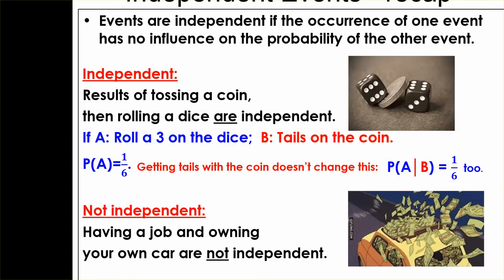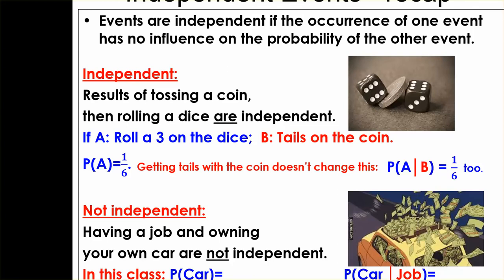An example of events that are usually not independent would be, for a Year 13 student, having a job and owning your own car. They would not be independent. And we can kind of tell that, can't we? Because we know if you're earning money, probably more likely to afford a car. In an exam, to prove that those events are statistically independent, you need to give some numbers to back that up. Not just the context, you need some numbers too.